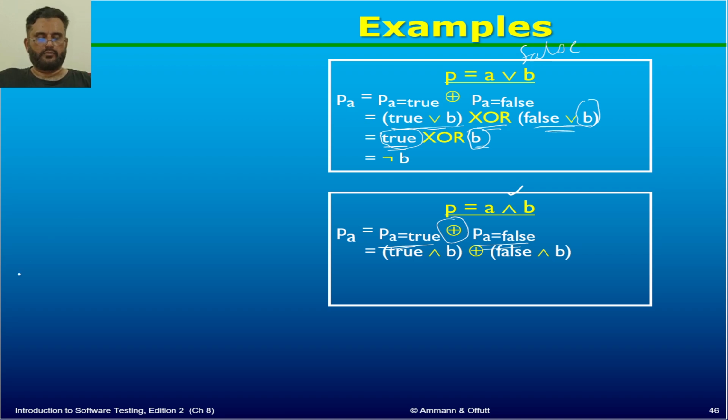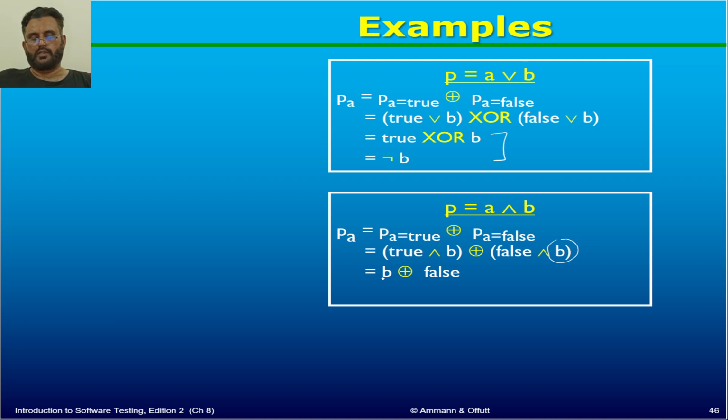From discrete math, you might remember that true AND B depends on B. If B is true, then the whole thing will be true, otherwise it will be false. So this part returns B. And for false AND B, it doesn't matter what value B has, it will always be false. So you can write B exclusive OR false, and as we just discussed, exclusive OR returns true when one of the operands is true. So here this is definitely false, which means we retain B, so the result is B.